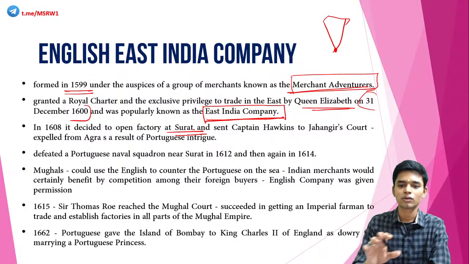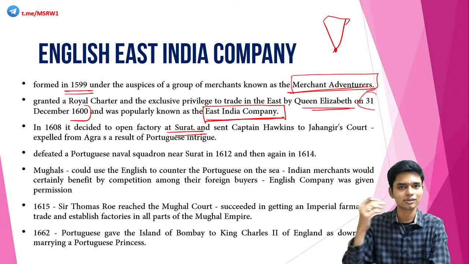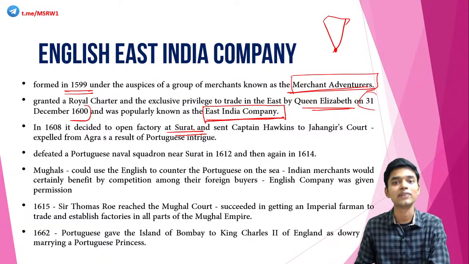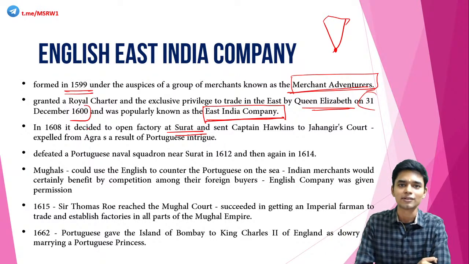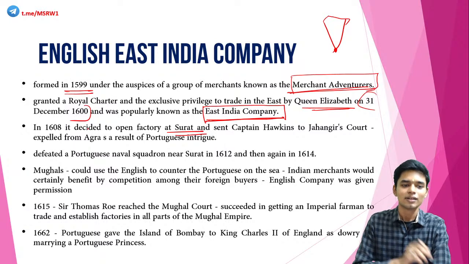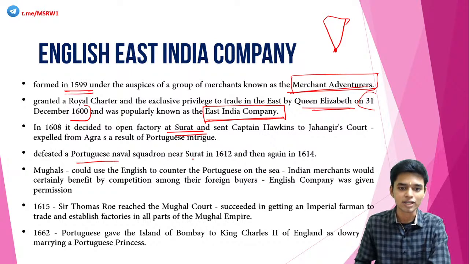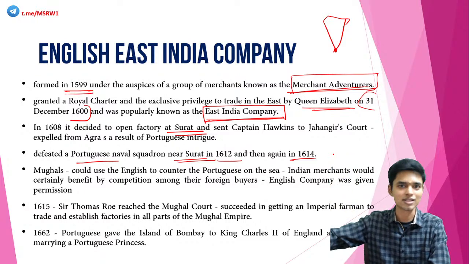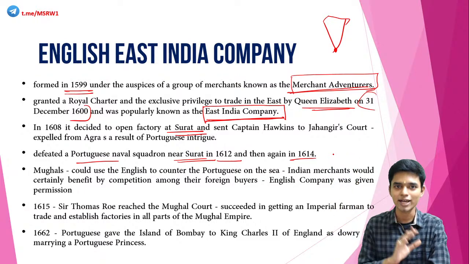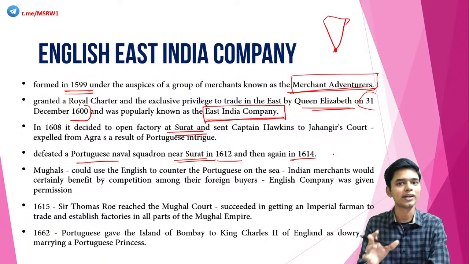Okay, so William Hawkins or Captain Hawkins's mission actually failed. Clear? But then something interesting happened. What was that? British managed to defeat the Portuguese naval squadron near Surat in 1612 and then again in 1614. Portuguese were the masters of the sea at that time. You already remember that. But now English were also a very competing power.